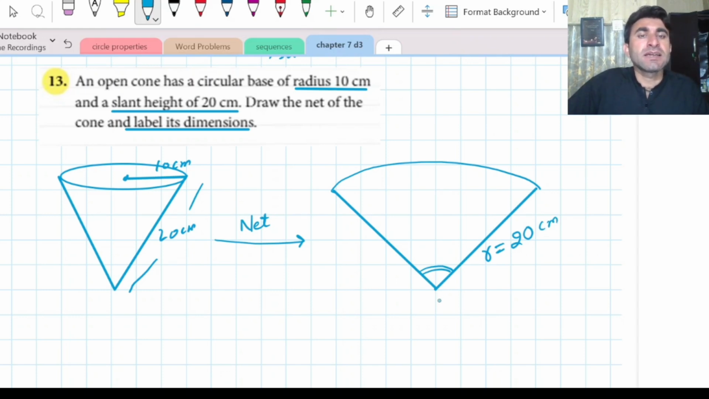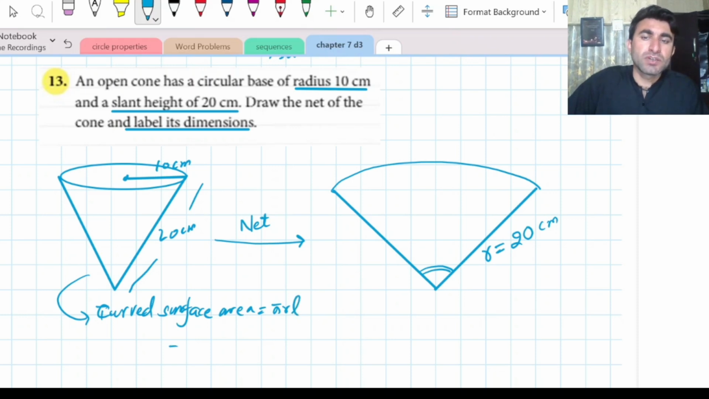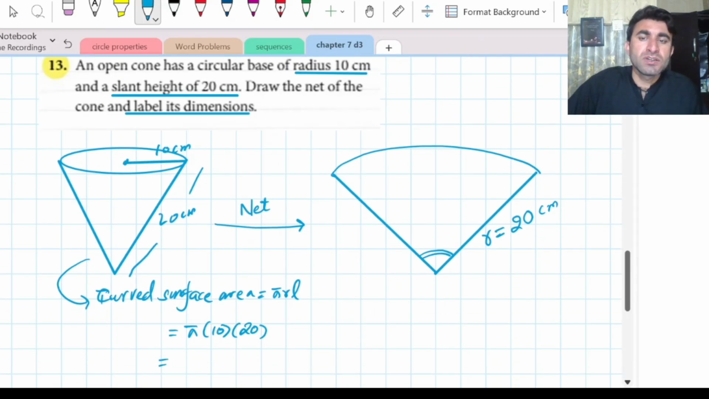Now we need the angle at the center of the circle. In order to find the angle at the center, we will use the curved surface area, because when we open a cone into a sector, the area will remain the same. The curved surface area, we know, is pi r l. So it becomes pi times the radius of the cone, 10, and the slant height, 20. So it becomes 200 pi.